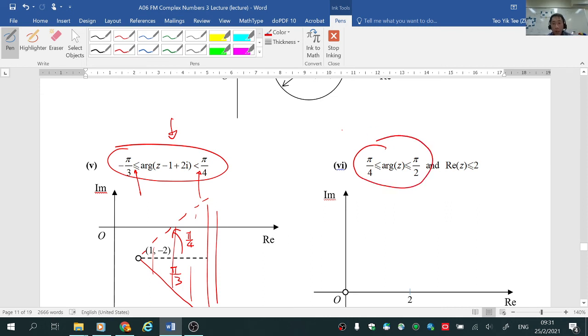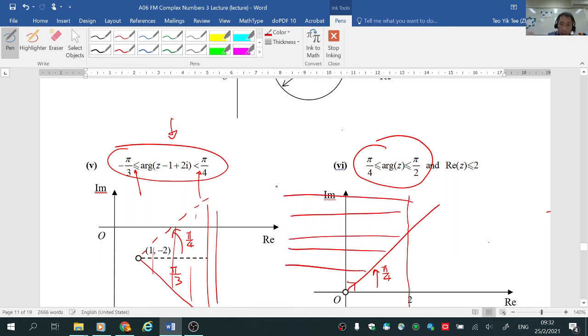Okay, last one, a half line passing through the origin, making an angle of pi over 4 and pi over 2. So pi over 4, full solid line. This is pi over 4. And of course, this is your 90 degrees. And then the real part of z must be smaller than or equal to 2. Full solid line as well, a vertical line. Where do we shade? Between pi over 4 and pi over 2, and the real part of z. So it's basically this entire section that we have down here.